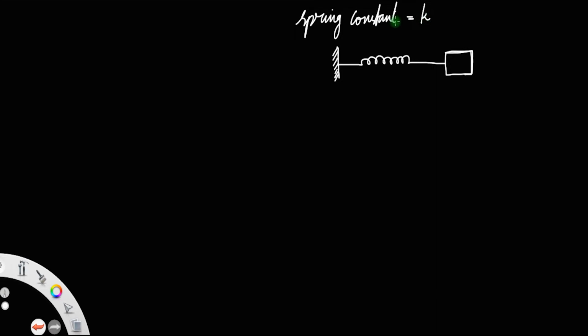Let us consider a spring having spring constant K attached to a mass m. Let this be the spring and this is the mass attached to its end. Let the spring constant be equal to K. Since this is the mass m, without any force acting on the mass, this will be its mean position.